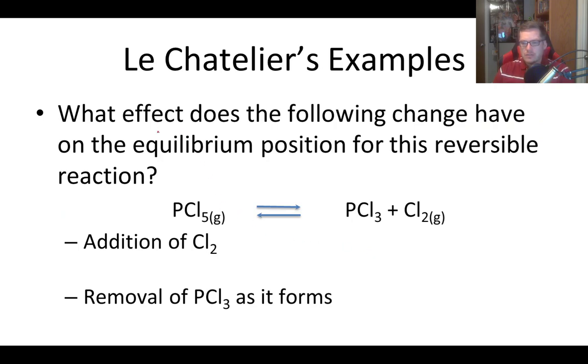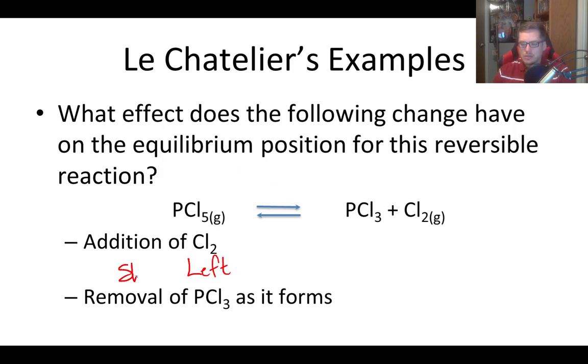Now, Le Chatelier's principle, let's practice this. We're going to say we've got this reaction, PCl5 is in equilibrium with PCl3 and Cl2. If we add Cl2, which way will we shift? If we add Cl2, this chlorine will react more often with the PCl3, so the reverse reaction will speed up. Going from the right side to the left side will speed up, so we'll end up shifting to the left.